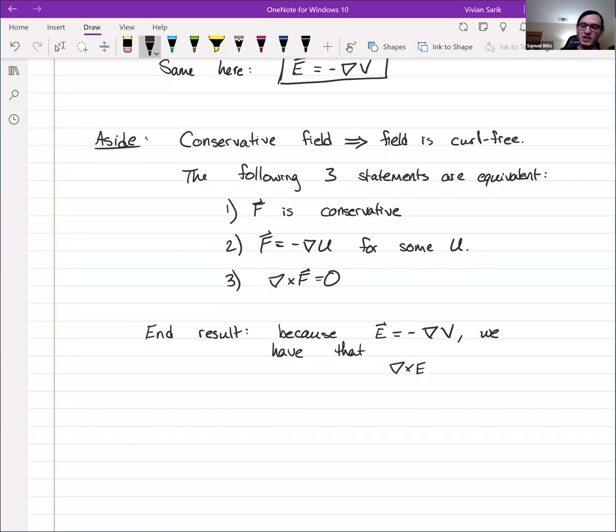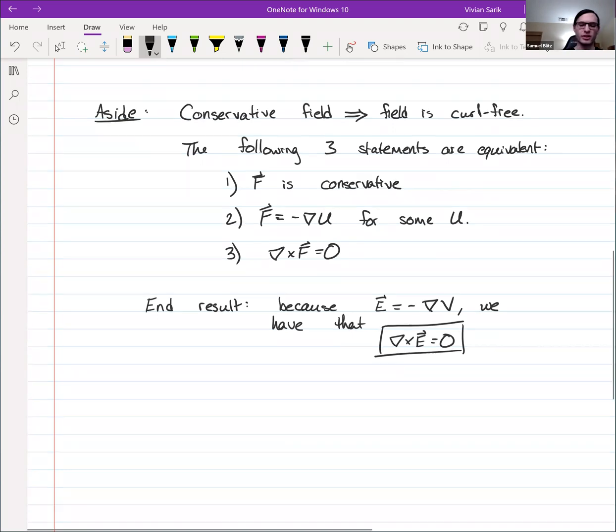And in fact, this is the electrostatic equivalent of one of Maxwell's equations. So this is kind of a big deal, that the curl of the electric field is 0. All right, one more aside, and then we're going to proceed. Well, actually, this one's less of an aside. This is a useful discussion.